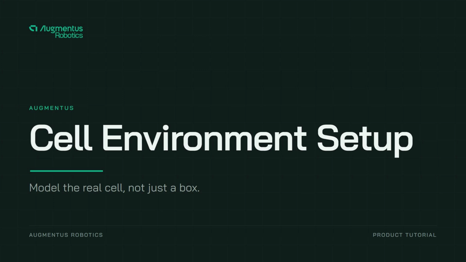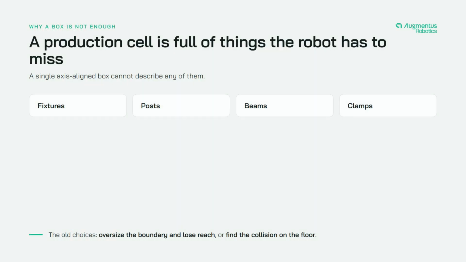Your robot needs to know where it must not go. But a real production cell is not an empty box. A cell holds fixtures, posts, beams, and clamps. A single box cannot describe any of that. Until now, you either oversized the boundary and gave up reach, or you found the collision on the shop floor.